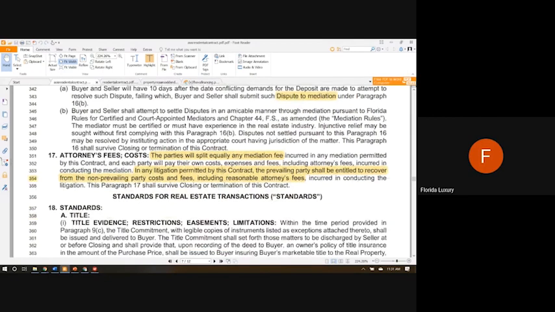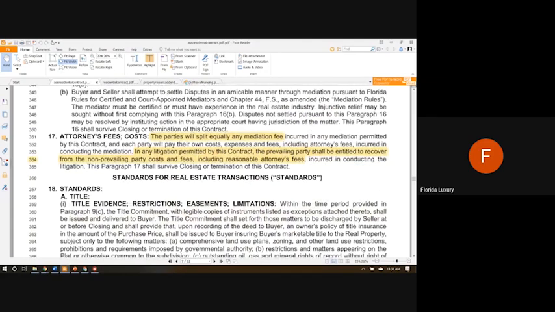So just understand the parties have to split any mediation fee. The seller is going to have to pay for their own mediation, and the buyer as well is going to have to pay for it. Then, in any litigation permitted by this contract, the prevailing party is entitled to recover from the non-prevailing party costs and fees, including reasonable attorney fees.